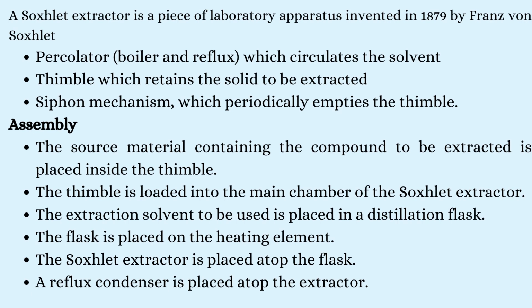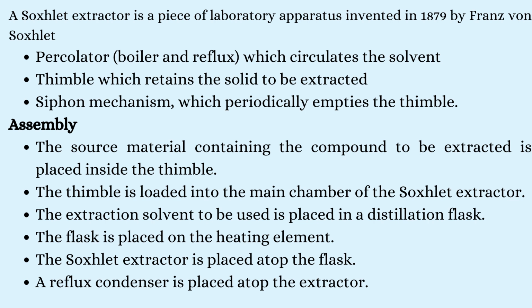So, Soxhlet extractor is a laboratory apparatus which was invented by Franz von Soxhlet in the year 1879. And this unit has three important parts. One is a percolator through which the solvent will circulate, a thimble where the substance to be extracted is retained, and a siphon mechanism. So these are the three important parts of the Soxhlet.